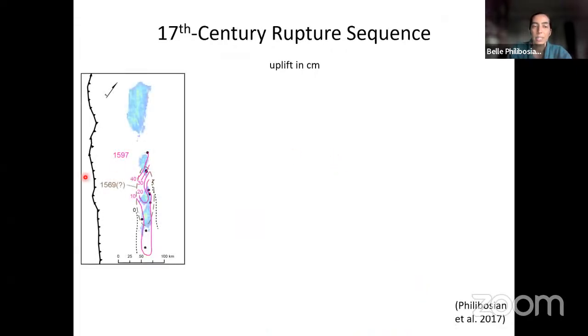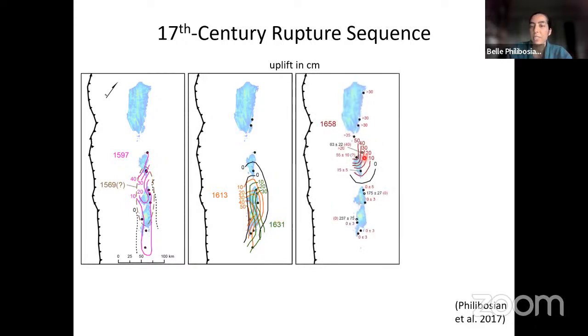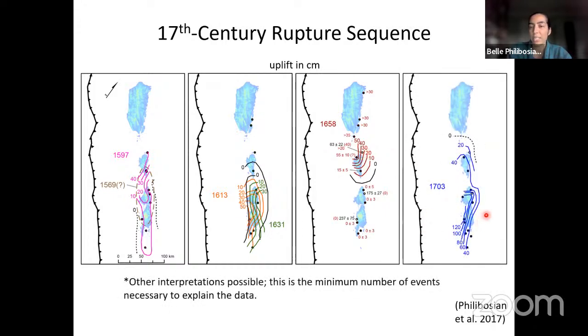That began with a possible event in 1569, but that's a little uncertain. The first event that we're sure about happened in 1597 in the southern Mentawais, followed by one in 1613, which was towards the shallower part. One in 1631, that was towards the deeper part. In 1658, a much larger event in the northern Mentawais. And finally, in 1703, more similar to the 1833 event in the southern Mentawais.